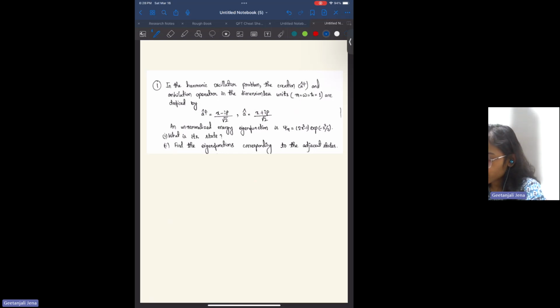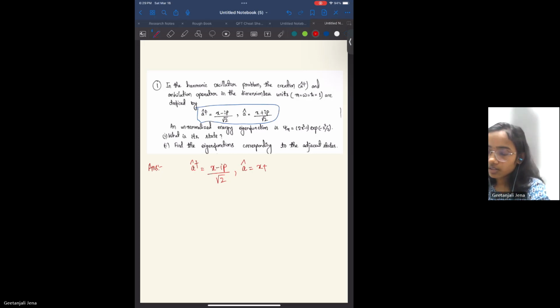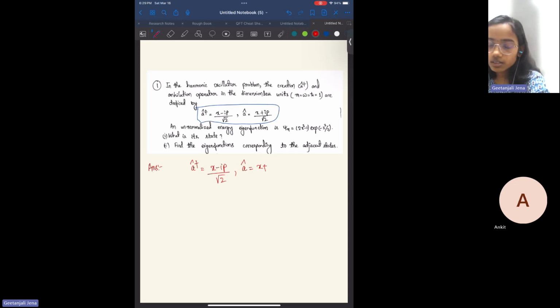So in this question, let me read out the question for you. It is given that in the harmonic oscillator problem, the creation and the annihilation operators in dimensionless units are defined by these expressions. The creation operator A dagger is x minus ip by root over 2, and the annihilation operator is x plus ip by root 2. This is given to you.